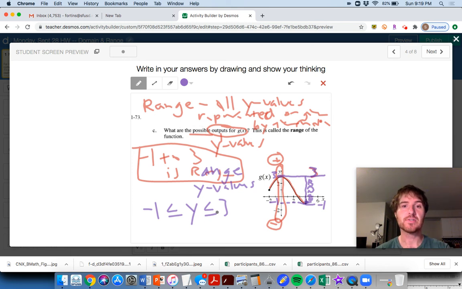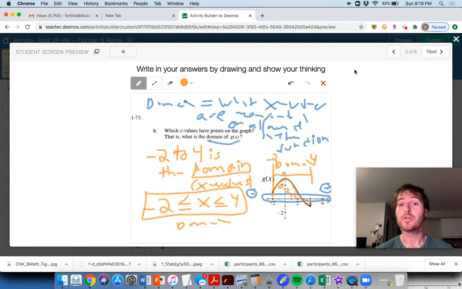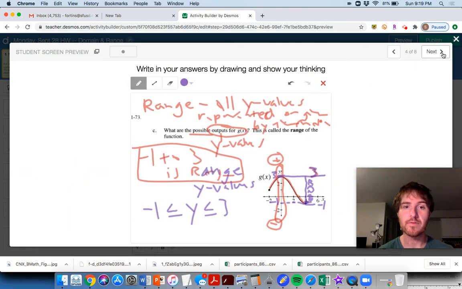So summarizing these two here, the domain of this particular function relationship is -2 to 4, or -2 is less than or equal to x is less than or equal to 4. And the range of this relationship is -1 is less than or equal to y, which is less than or equal to 3.